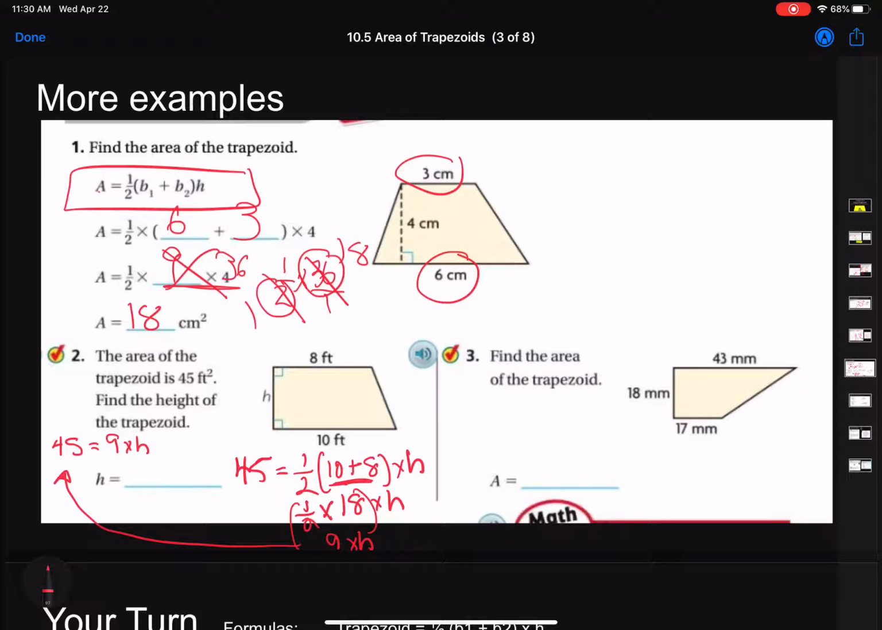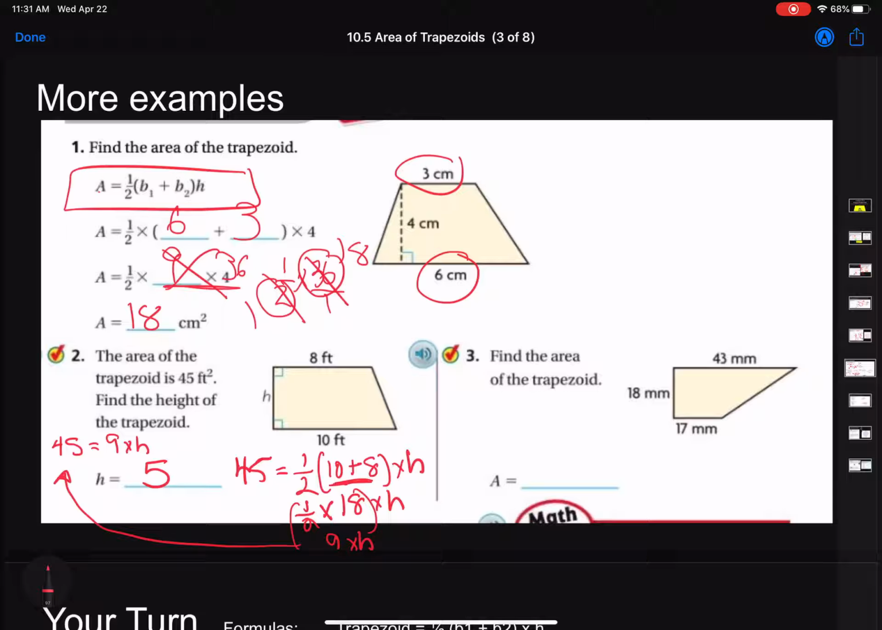That's what I get. Now this one, you can do in your head, because think about what times 9 will give you 45? 5, because 9 times 5 will give you 45. So that means your height is 5. Now the last one, number 3, we're doing area.